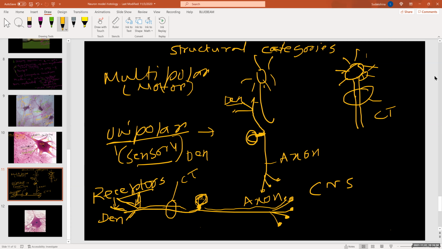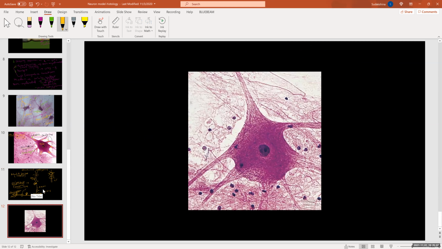The multipolar, unipolar, there are bipolar neurons as well, but we are not going to talk about those. So basically, you can use this to identify different parts of the neuron. Nucleus, cell body, dendrite, dendrite, dendrite, dendrite, looks like axon. And this will be neuroglia. Okay, so that's about the neuronal model and neuronal histology.